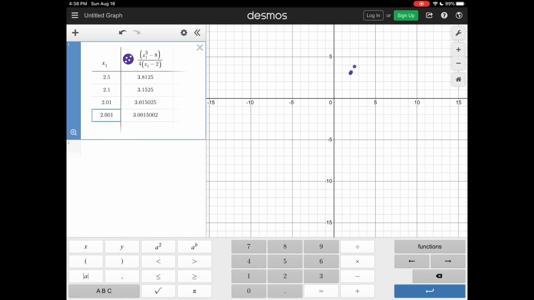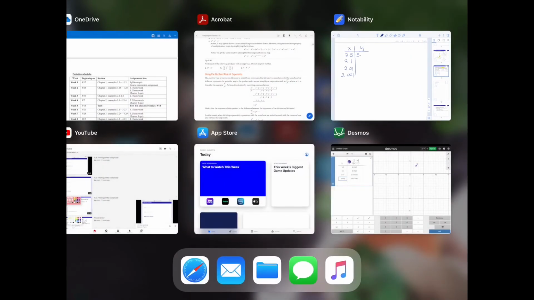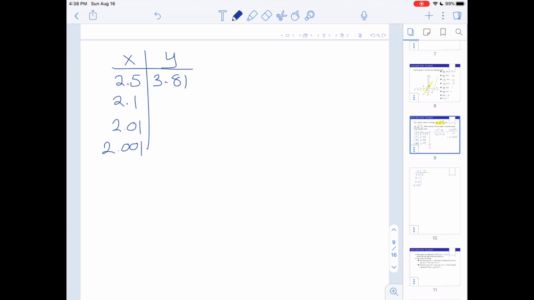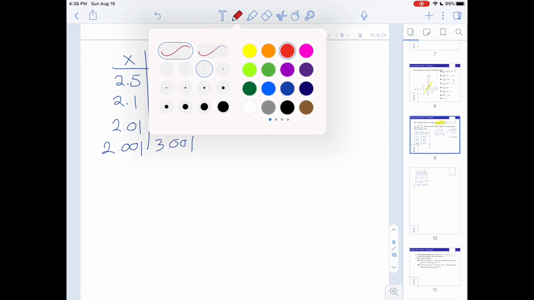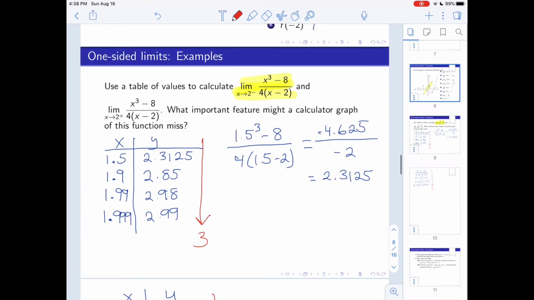So let's go back to our slide. Got about the same thing. Let's see. 2.81, 3.15, 3.015, and then we had 3.001. So it looks like those y values are again going close to 3. All right. So in this case, it looks like on both sides, our y values are going close to 3.